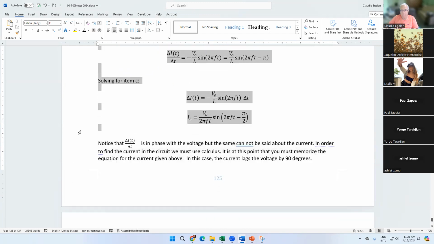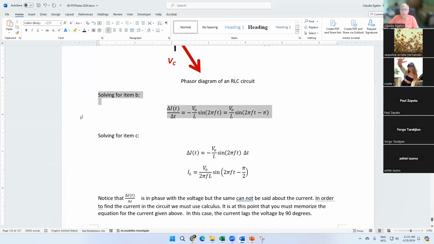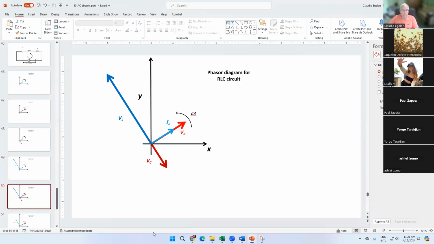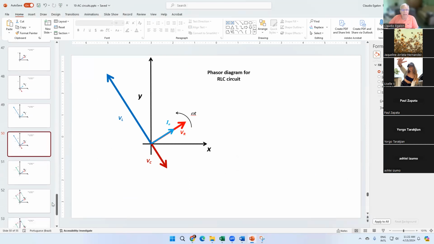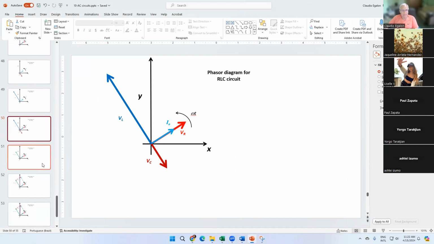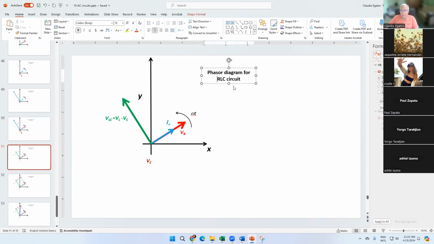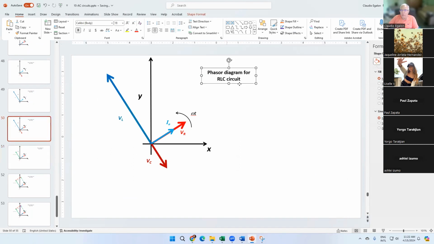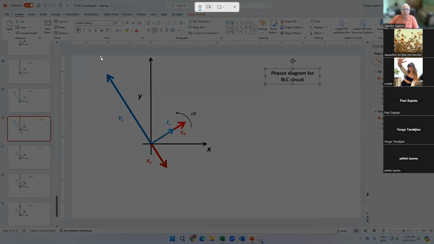I'm going to erase that because I don't need that, right? What do we do next? We add those phasors vectorially. The VL we add vectorially. I was doing that like that. And I'm going to do it slightly different because I don't want this guy here in my drawing, okay? I'm going to replace it here.